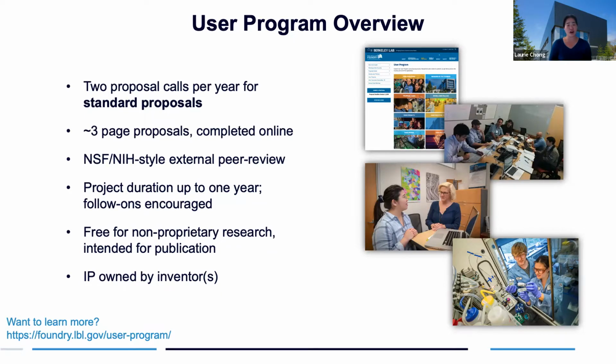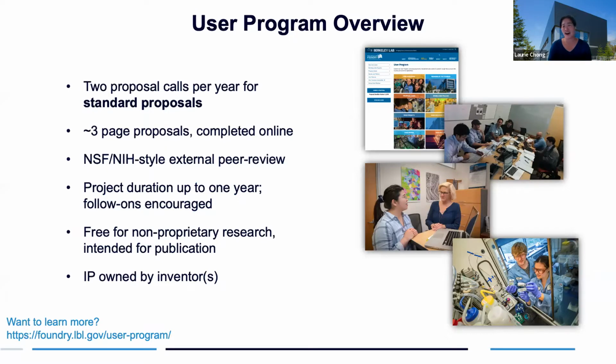And so just to give you an overview of our user program, we have 2 proposal calls per year. Our spring call just started a few days ago and will go through the end of this month. This proposal is relatively short. It's about 3 pages. That's NSF style. Well, not NSF style. The review is NSF.